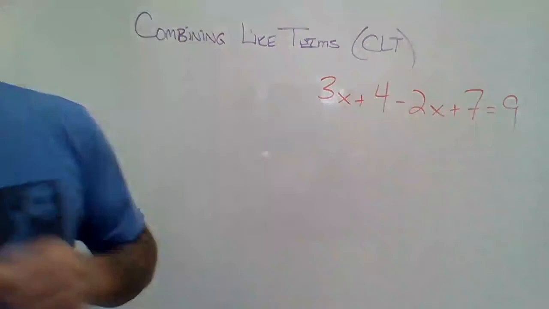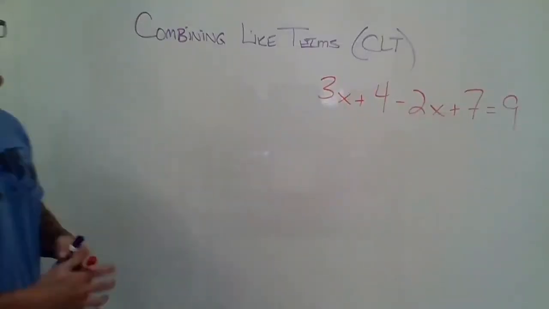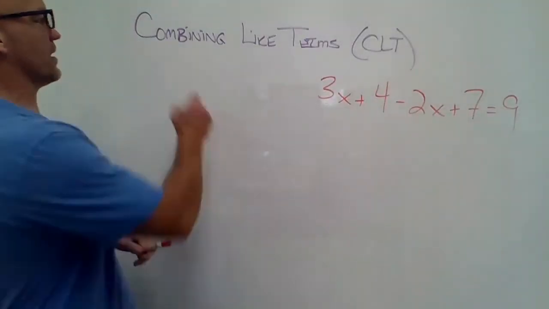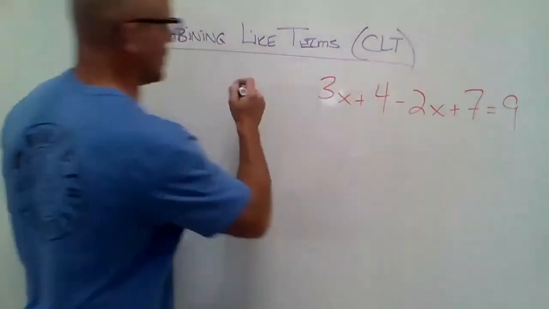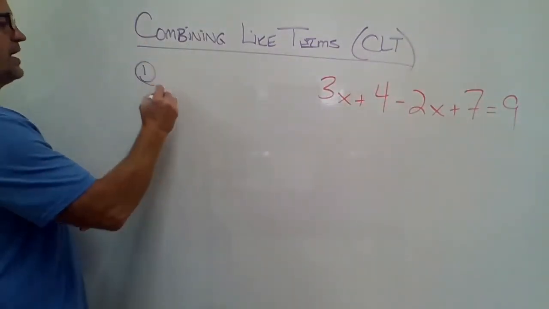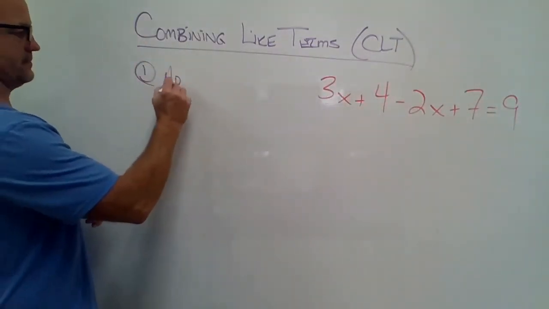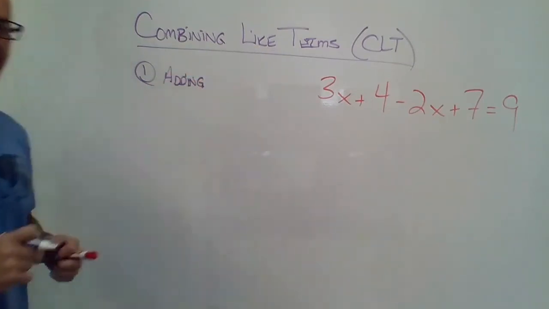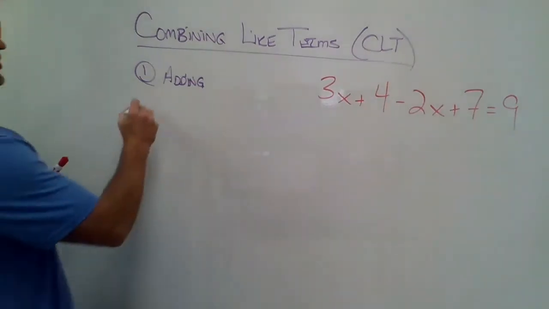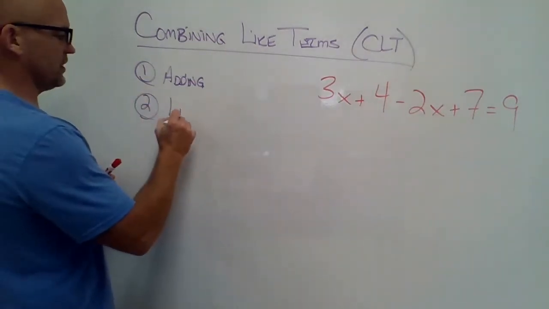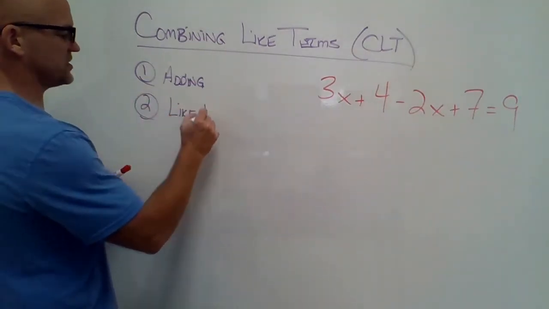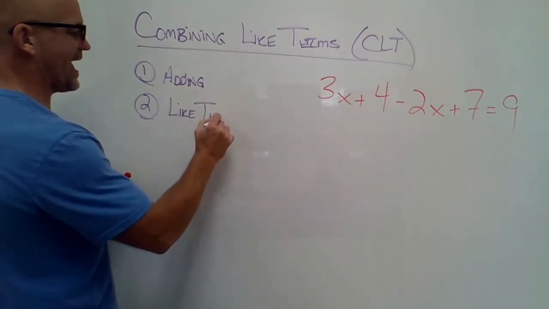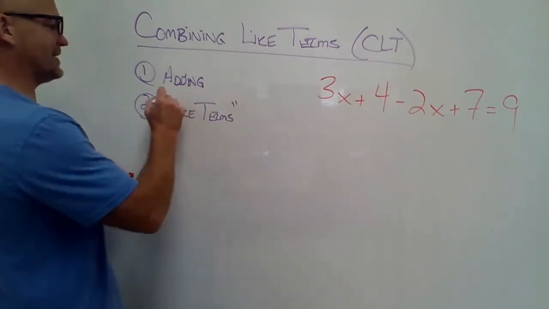Now, how do I make that happen? Well, it's kind of simple. First off, when we're talking about combining like terms, what I'm talking about here is two things. One, combining means we are adding. Regardless of whether they're positive or negative, we are going to be adding those like terms together. And two, it is only the like terms, which is a fancy way to say, hey, those guys are identical.